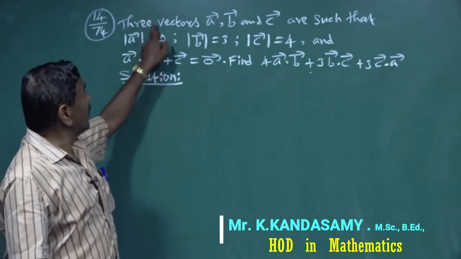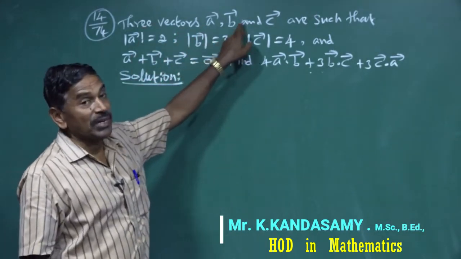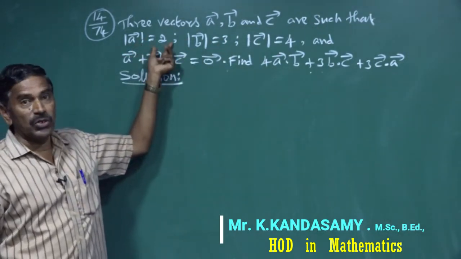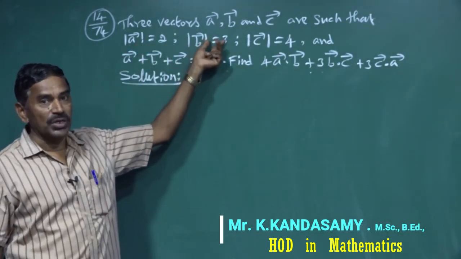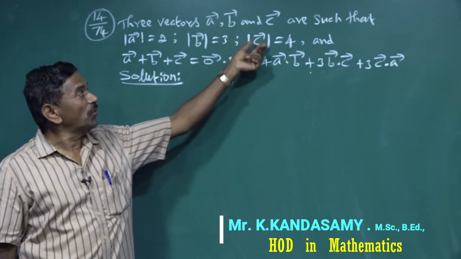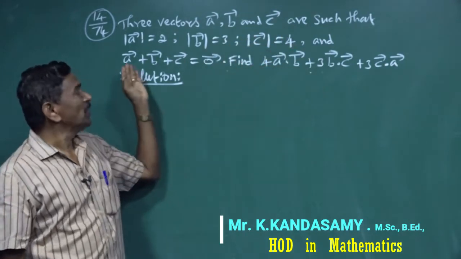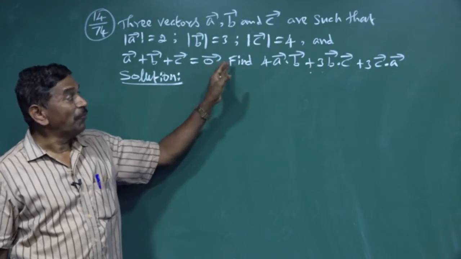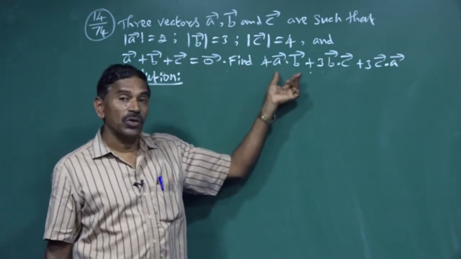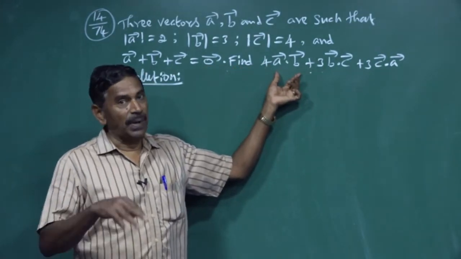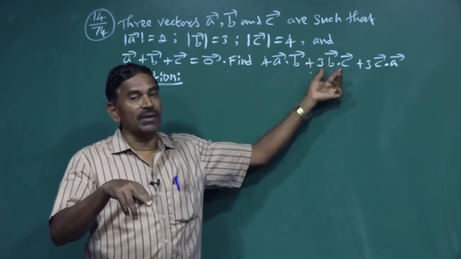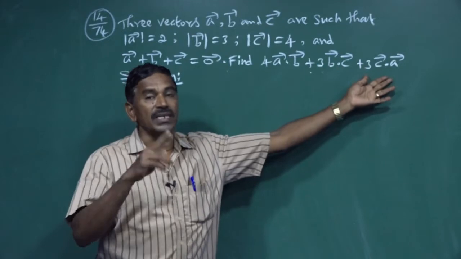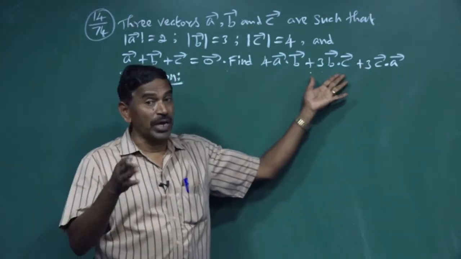Today we are going to see exercise 8.3 last sum, which is the 14th sum, page number 74. Three vectors a, b and c are such that modulus of a equals 2, modulus of b equals 3, modulus of c equals 4, and a plus b plus c equals 0 vector. Find the value of 4 a dot b plus 3 b dot c plus 3 c dot a. So this value we have to find.